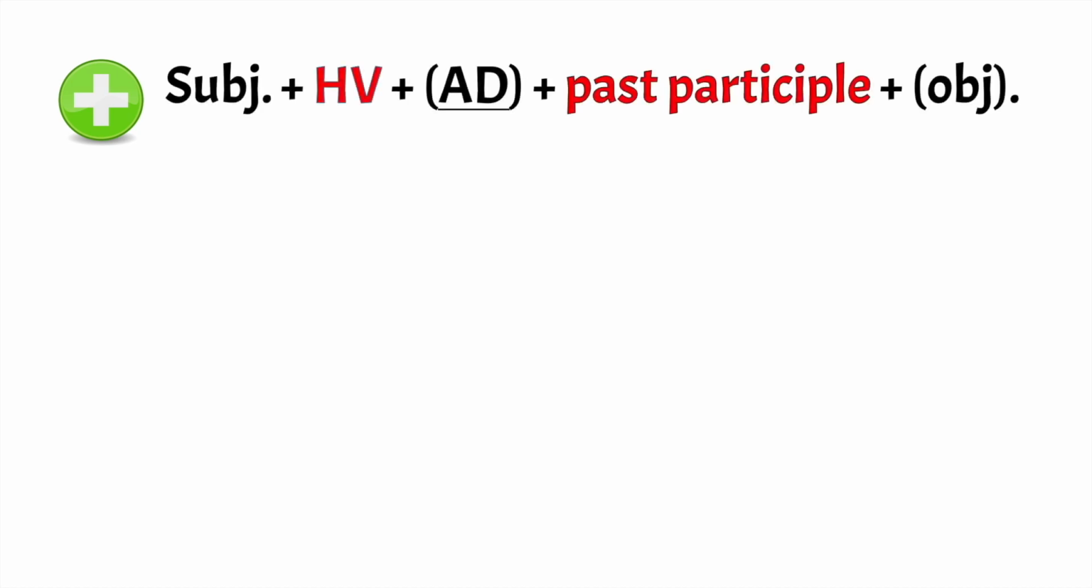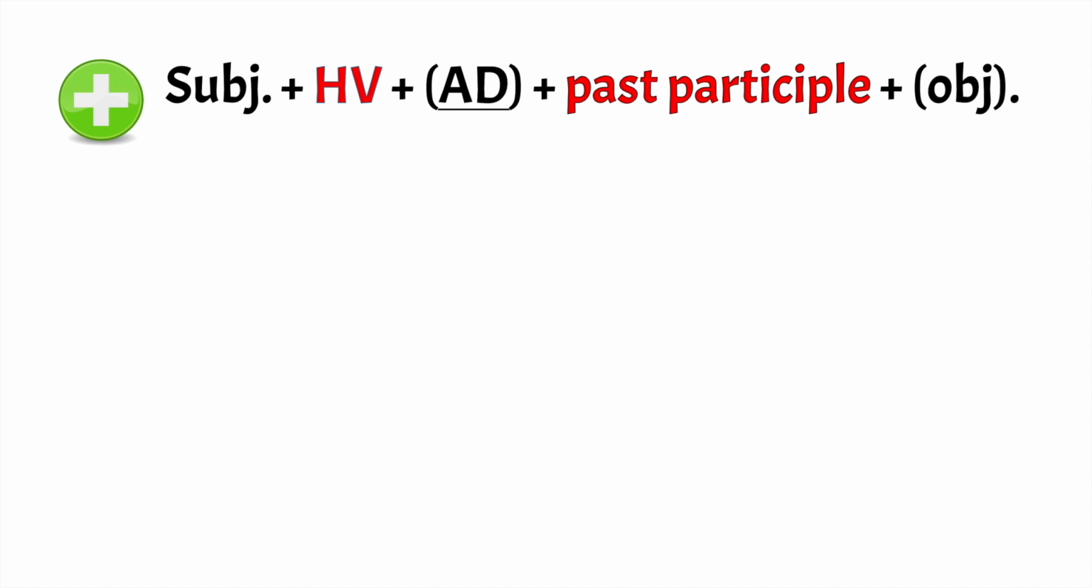Let's move on and let's go to the next point, which is how we make a positive sentence in this case. We add the subject, then the helping verb, so HV is for helping verb, then sometimes, if you have it, an adverb, then the past participle of the verb in question, and then maybe an object.